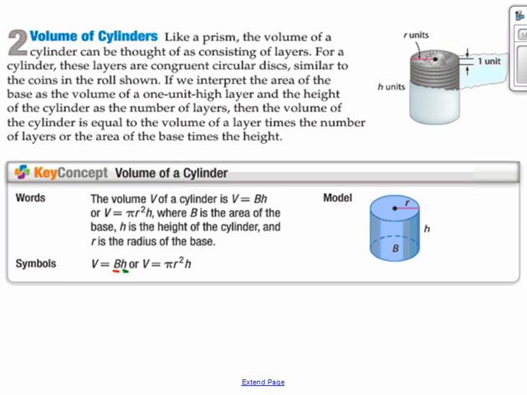But what is your base all the time with a cylinder? It's a circle. So for a cylinder, the formula that's usually used is pi r squared times height. Because if the base is always a circle for a cylinder, why not just throw in pi r squared every time?